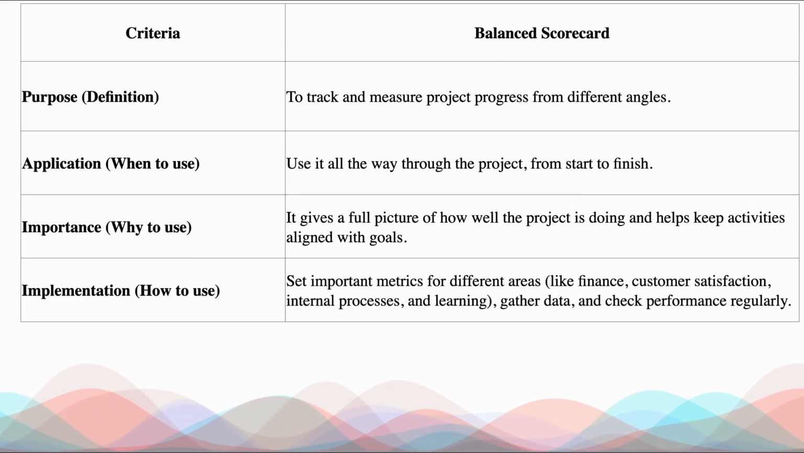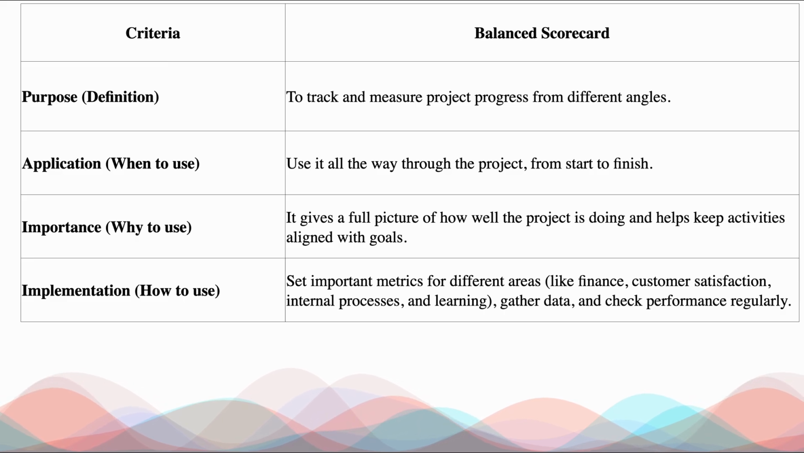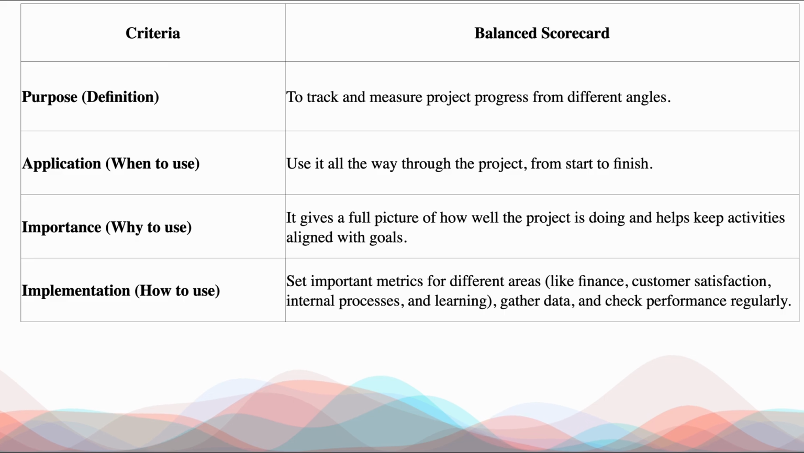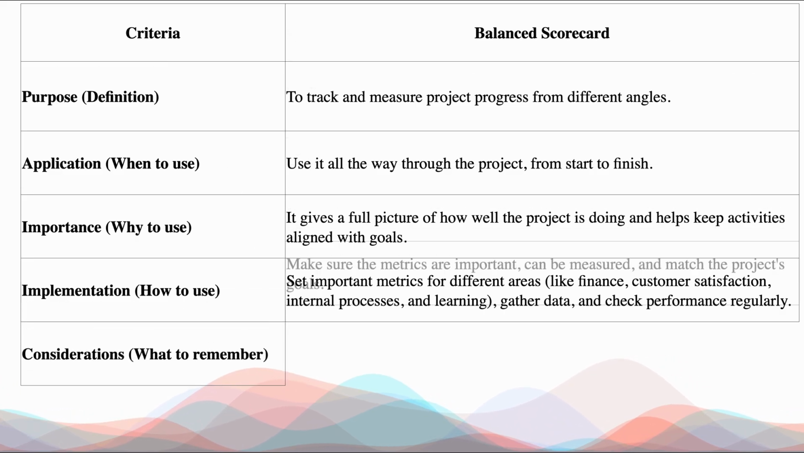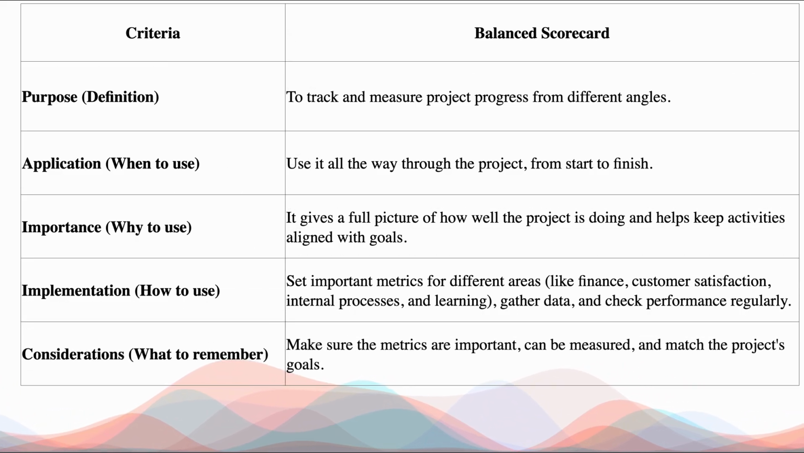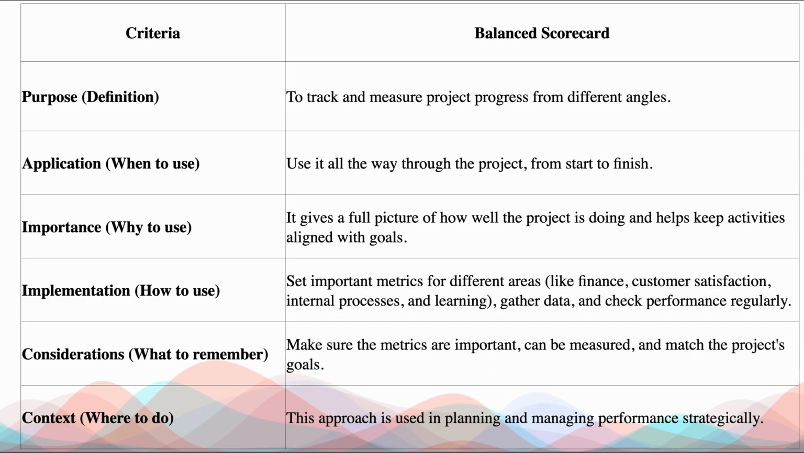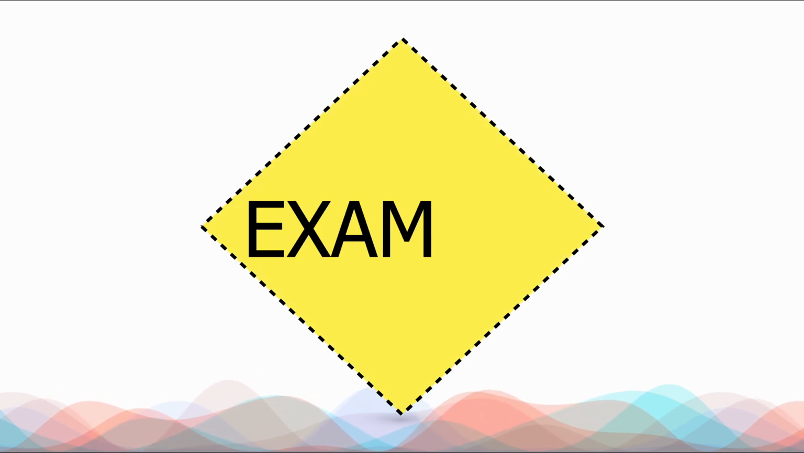How to use? We have important metrics for different areas like finance, customer satisfaction, internal processes, and learning. We gather data and check performance regularly. What to remember? Whatever metrics we have identified are important, can be measured, and match the project goals. Where? We use this in planning and managing performance strategically. Let's come to an example. The example here is how do we use the balance scorecard for a real-time order tracking feature.